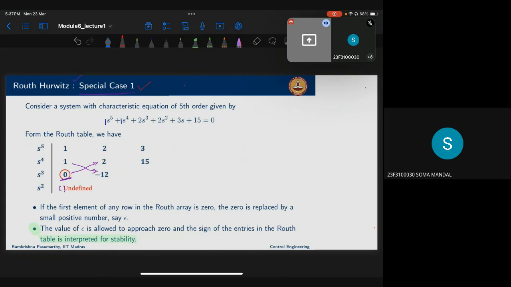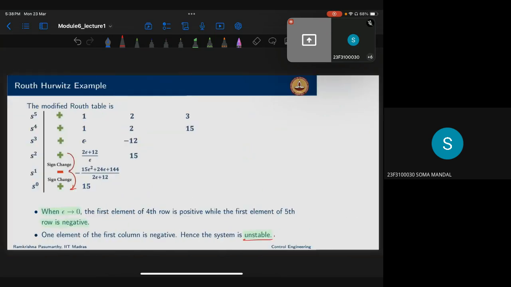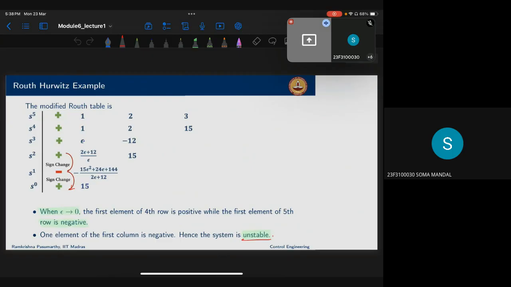Now the question is how to handle this. To handle this, we generally do the following. This is where we are getting 0. That 0 we replace with epsilon. Epsilon means a small number. Then we continue the calculations using that epsilon. Then we take these terms with the limit epsilon tending to 0.